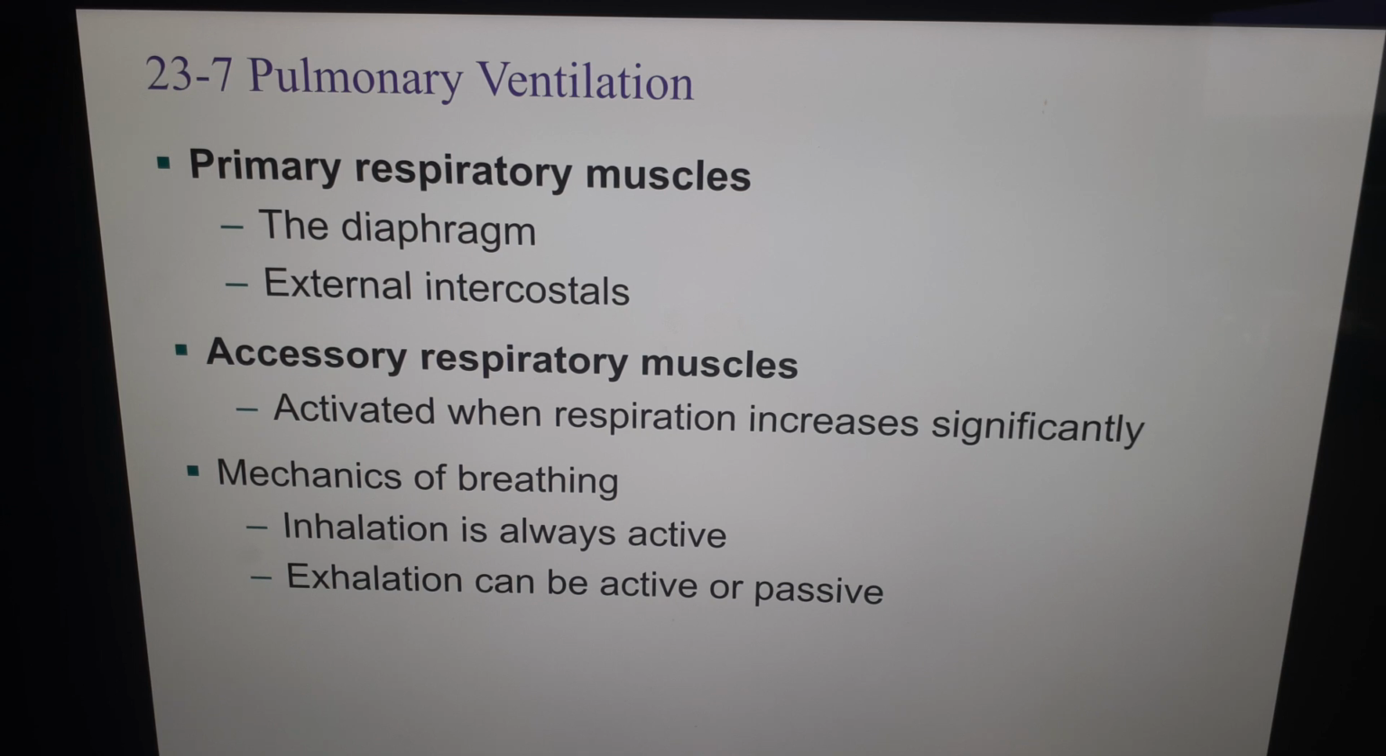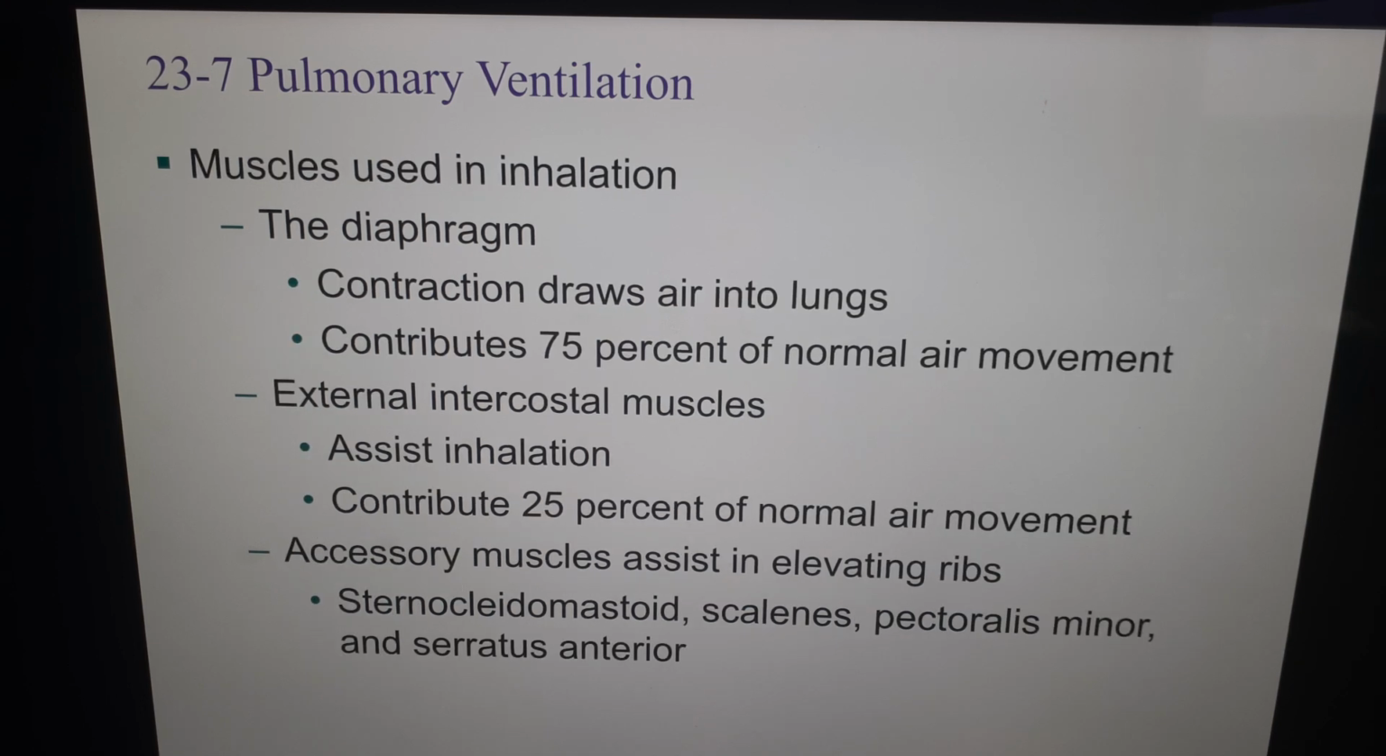The mechanics of breathing: inhalation is always active, and exhalation, as I said, can be either active by recruiting more muscles or passive by simply letting your primary respiratory muscles of inhalation relax. So in inhalation, the diaphragm contraction draws air down into your lungs, and about 75% of air movement is actually due to movement of the diaphragm. The extra 25% left over is by the external intercostals. And if you think about it, the diaphragm can flatten itself and create a much larger space than just expansion by the external intercostal muscles would do.